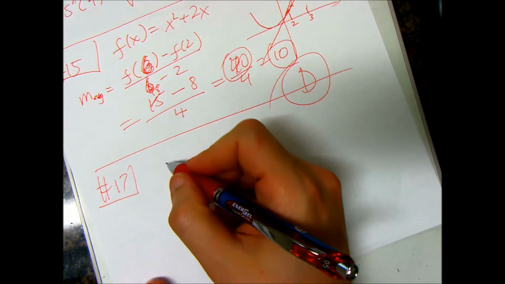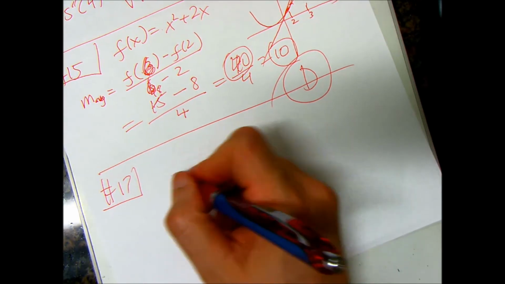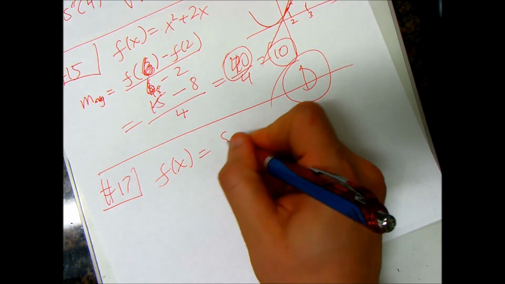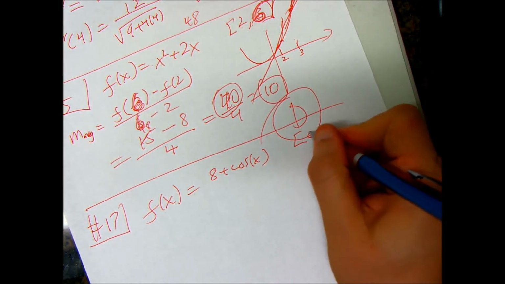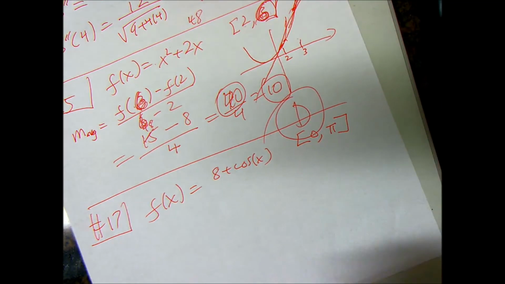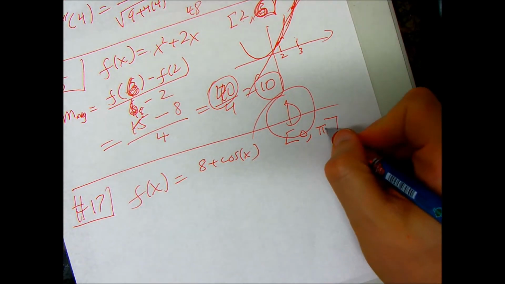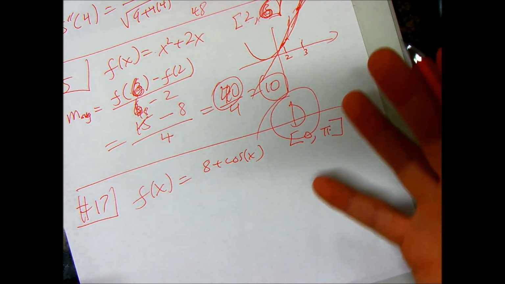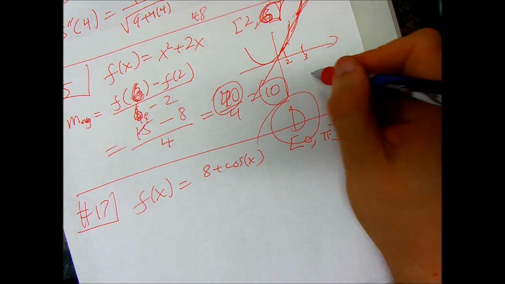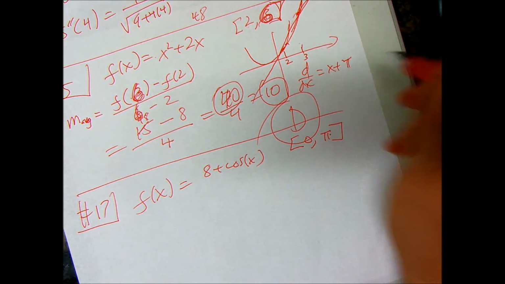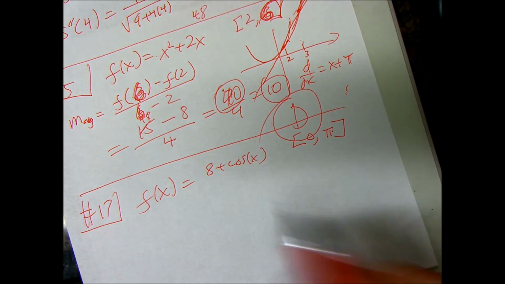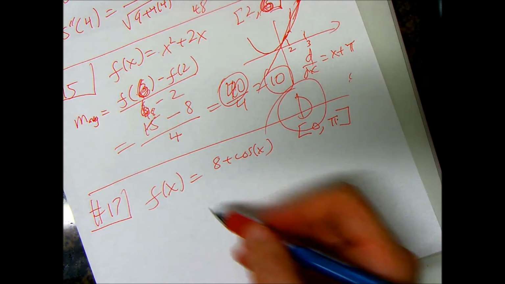Same thing. It's using a trig function, so f of x is equal to 8 plus cosine of x, and it's on the interval 0 to pi. Average rate of change. Pi is just a number. Sometimes we think pi is special because it's a symbol, like if I'm taking the derivative d dx of x plus pi, well, what's the derivative of pi? It's 0. Okay? So let's keep that in mind.